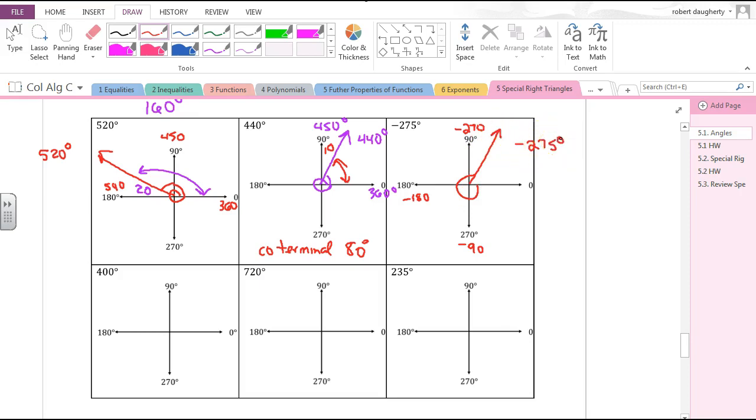So if that's negative 275, what is this angle right here, the small angle? That's 5 degrees. To find an angle that's coterminal between 0 and 360, I'm saying, what is that angle right there? Because that's going to end in the same spot. That angle is what? Yeah, 85 degrees. Okay.